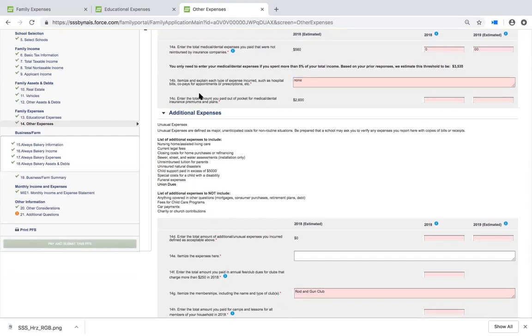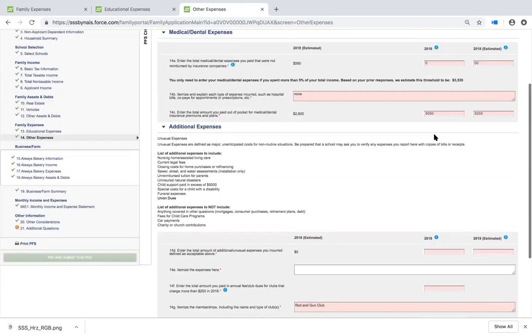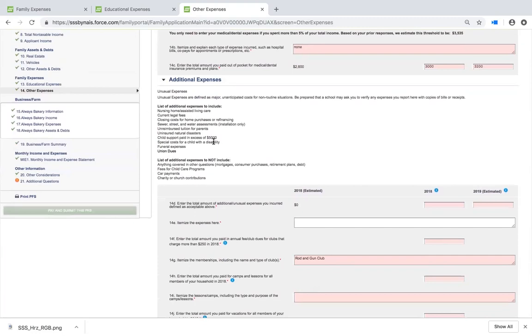14C would like the total amount paid out for insurance premiums. Our insurance premiums went up slightly from last year, so we're going to document $30,000. Now, I know that my insurance premiums regularly go up every year, so for 2019, I am going to estimate an increase. Once we enter information about our medical expenses, we'll move on to the additional expenses area.